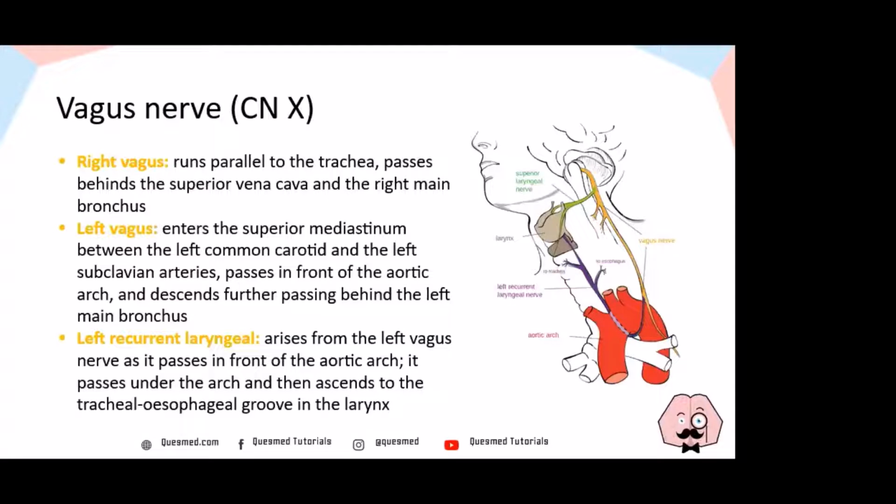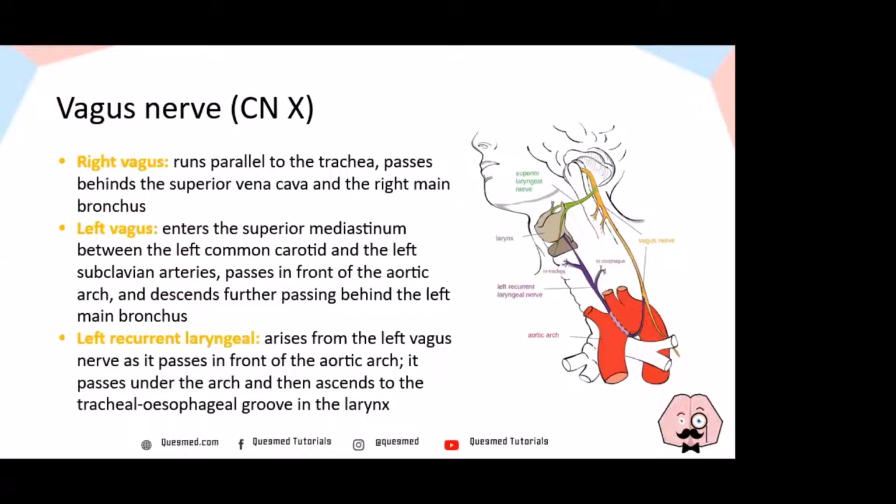Briefly talking about the vagus nerve, so it's cranial nerve 10. There are two of them, right and left, as with all cranial nerves. The right one runs parallel to the trachea, and it passes behind the SVC and the right main bronchus. The left one runs between your common carotid and your subclavian, and it passes over your arch and descends behind your left main bronchus, but it gives off this left recurrent laryngeal branch.